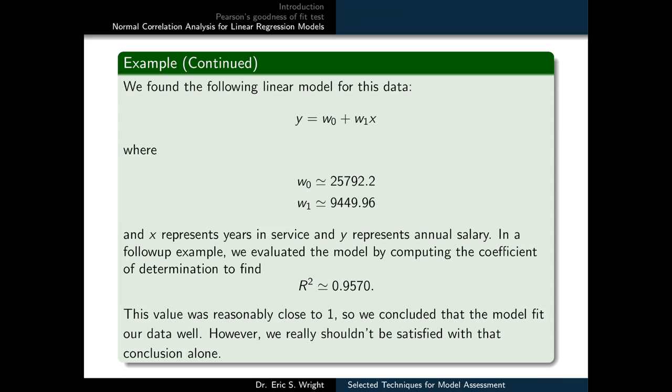We found the following linear model for this data: y equals w sub 0 plus w1 times x, where w sub 0 had a value of 25,792.2 and w1 had a value of 9,449.96. X represented the years in service for a given employee, and Y represented the corresponding annual salary. In a follow-up example, we evaluated that model by computing the coefficient of determination to find that R squared was equal to 0.9570. This value was reasonably close to 1, so we concluded that the model fit our data well.